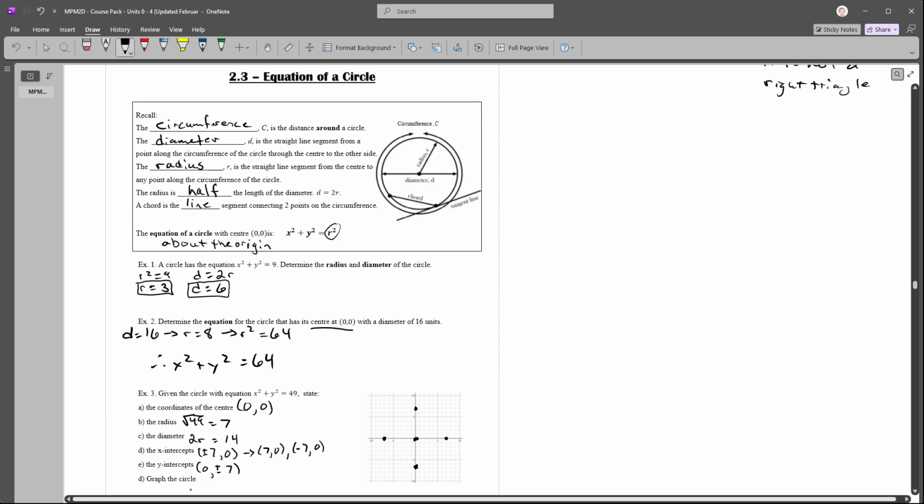Now it says graph the circle. Well, we just put down 5 points. We put down the center, which is not on the circle, but it's part of the circle. And then we have our 4 x and y intercepts. So now we just need to connect the dots. Oops, that is pretty terrible. Let me try again. All right.